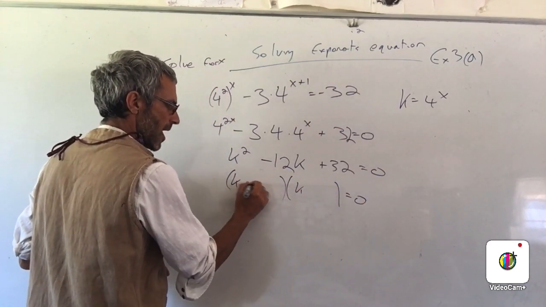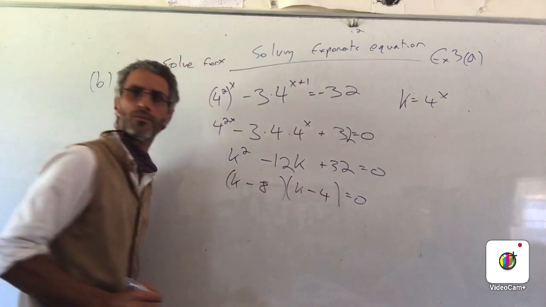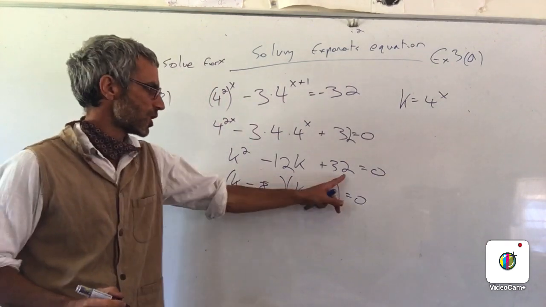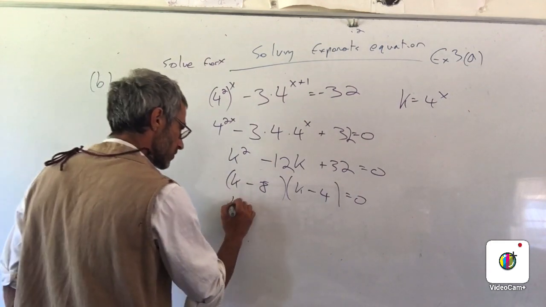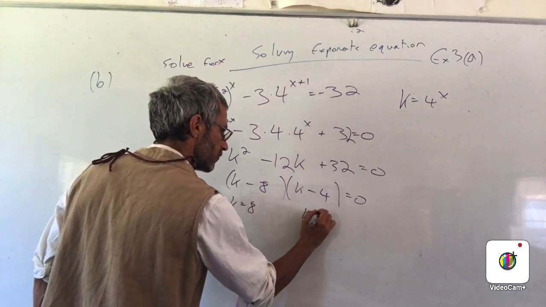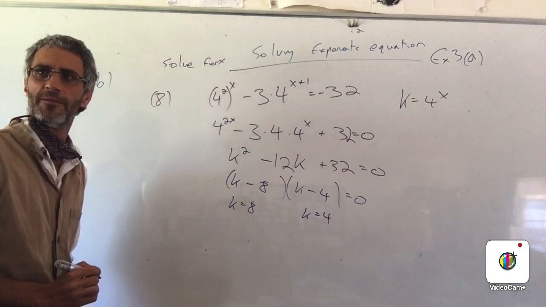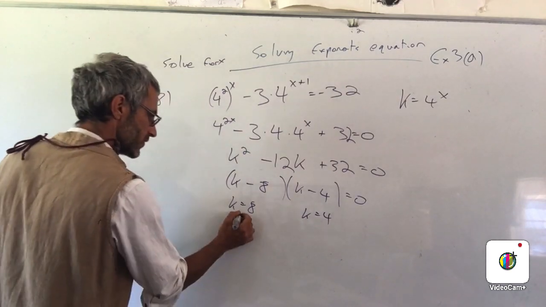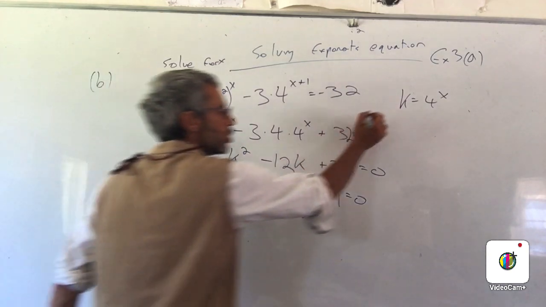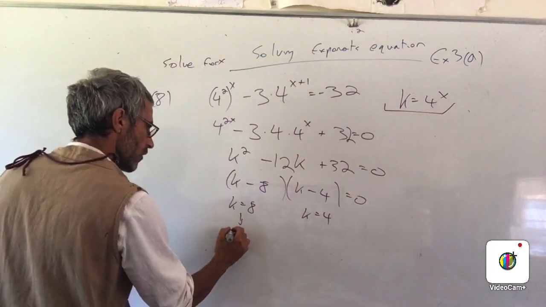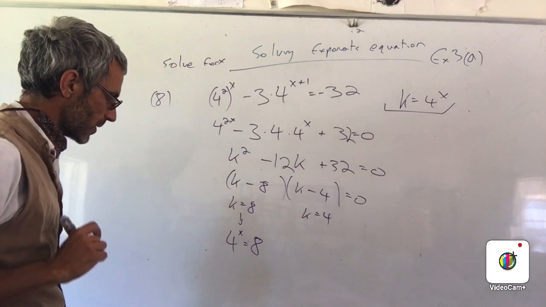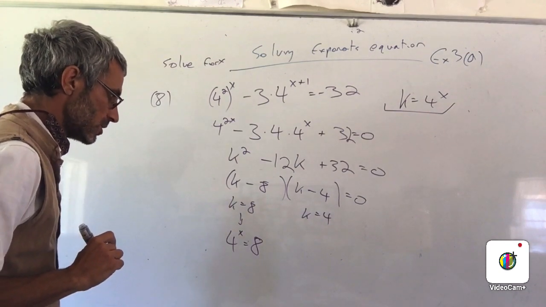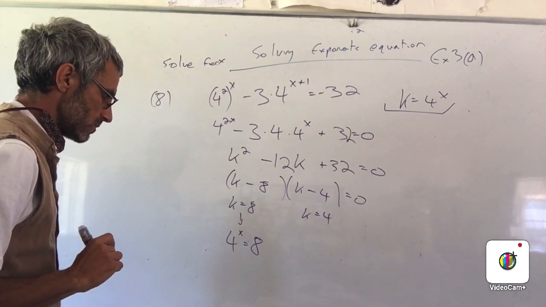Minus 8, minus 4. Yes, multiply to give you 32, add to give you minus 12. We've got two solutions: k equals 8 and k equals 4. Obviously, we're not finished. What do I write now for this solution? I need to look back at my substitution. 4 to the power of x equals 8. How do I solve that? 2 to the power 2x equals 2 cubed.